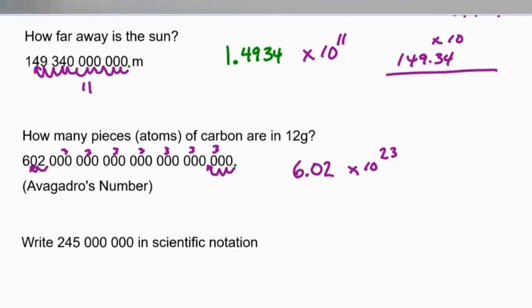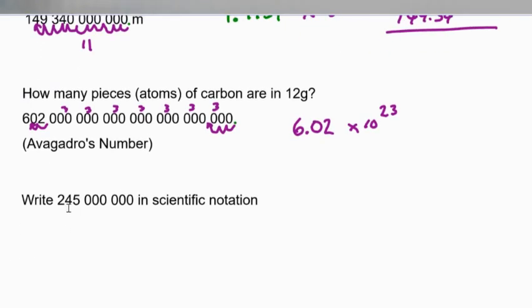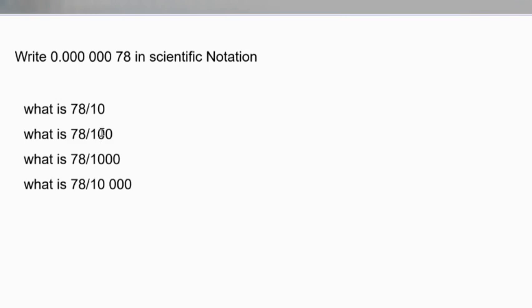Here's one more example. I've got 245 million. I'm going to write this as 2.45, and I'm going to multiply it by a bunch of tens. Let's see, 3, 6, 7, 8. That's nice and easy, scientific notation. Can we do it with small numbers? Well, we sure can.